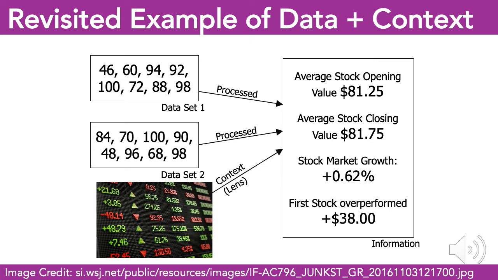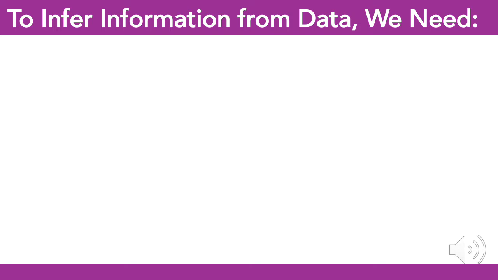So that the average stock growth was 0.62%. That is a piece of information that I can now derive from this data. And I can look at that first stock and say, you know what? The first stock overperformed. The average growth was 0.62%. But that first stock there almost doubled in price. In fact, it grew by $38.